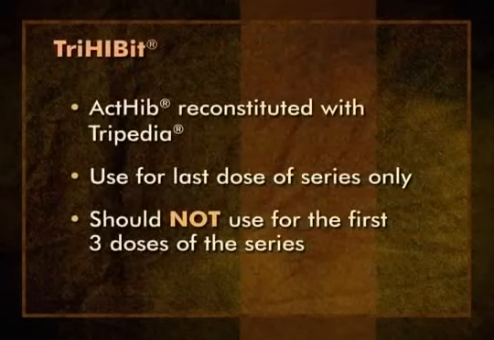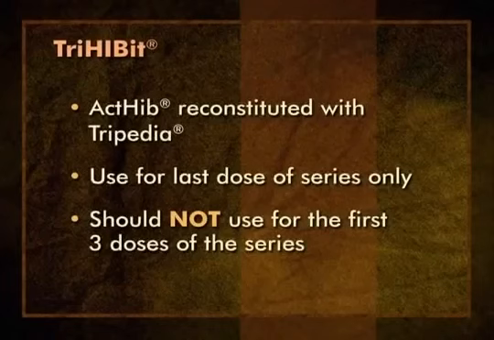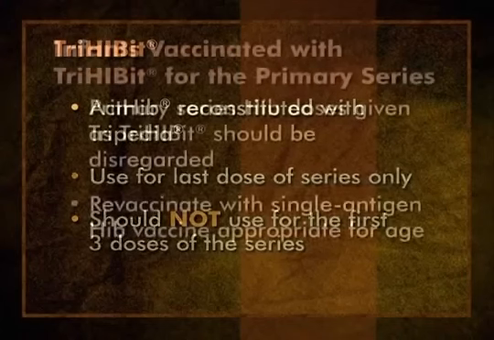TriHIBit is ActHIB reconstituted with Sanofi Pasteur's DTaP vaccine, Tripedia. This vaccine can be used for the last dose of the DTaP-Hib series only. TriHIBit is not approved by FDA for the primary series at 2, 4, or 6 months of age. The currently licensed TriHIBit should not be used for the first 3 doses of the series, regardless of the child's age.